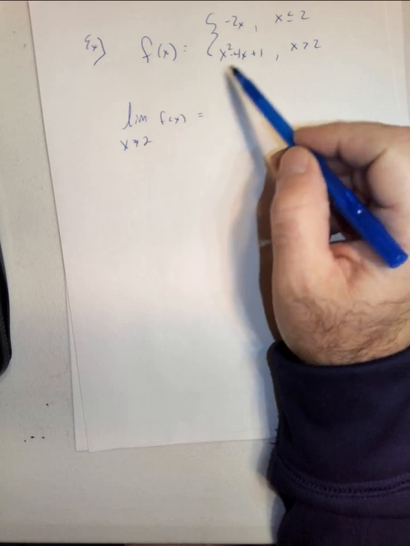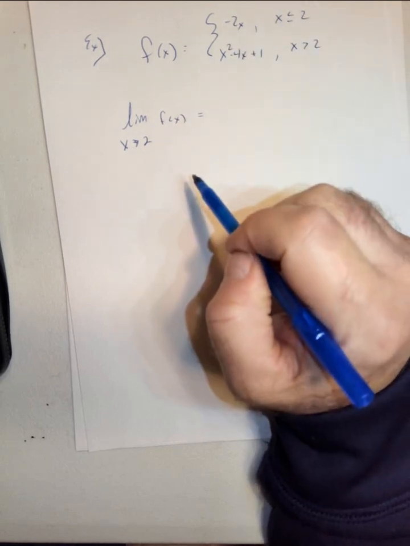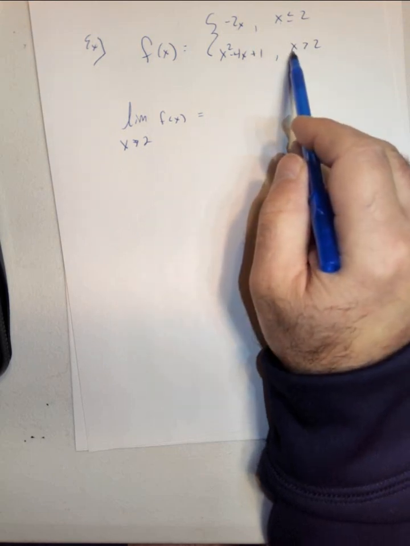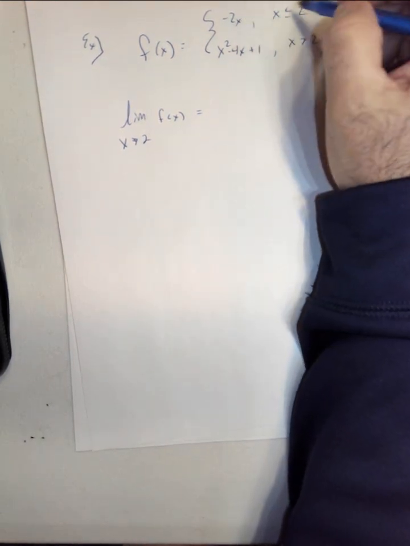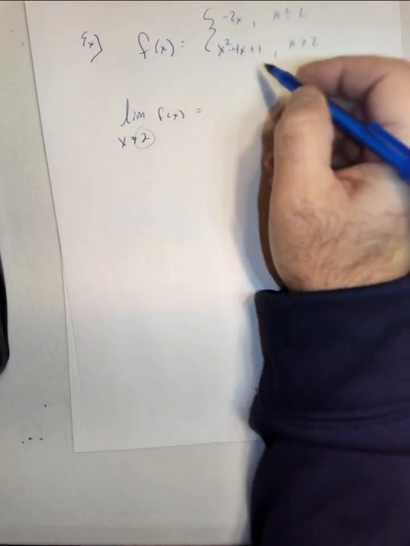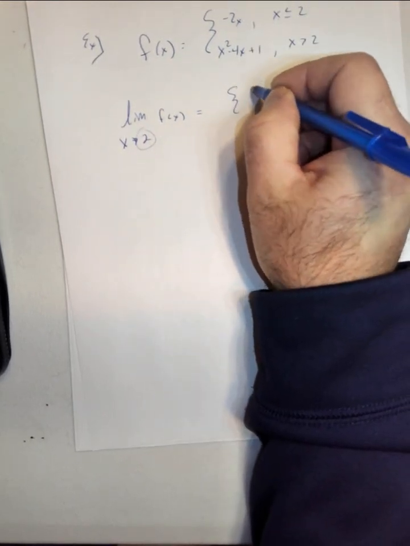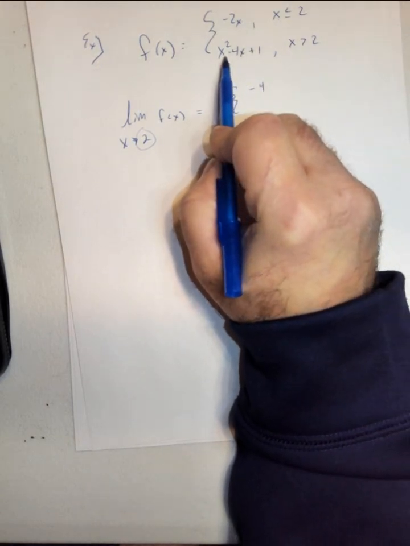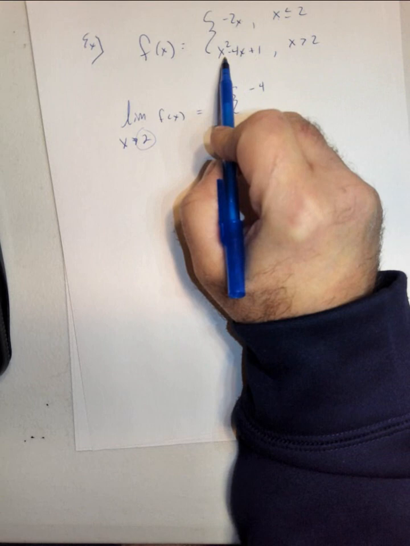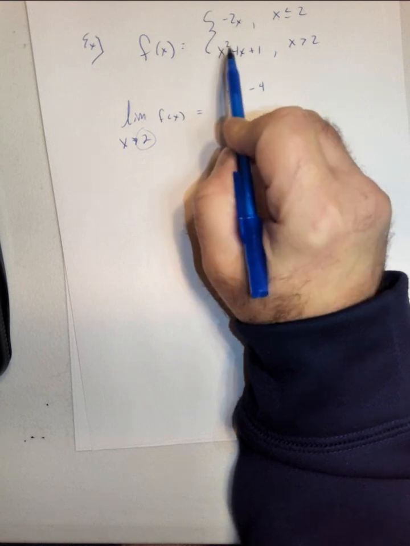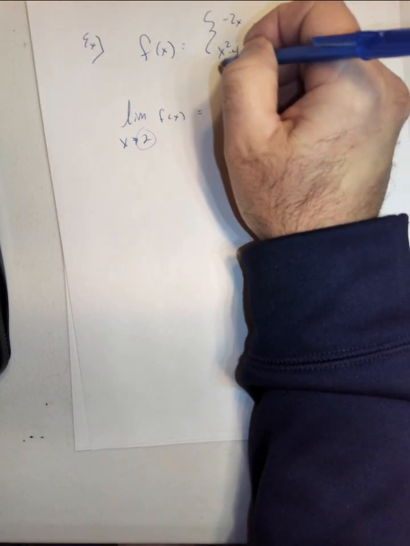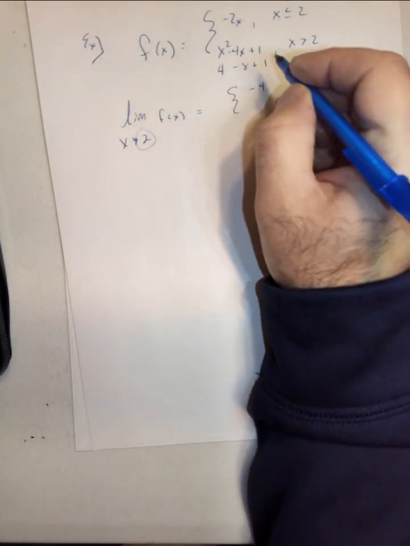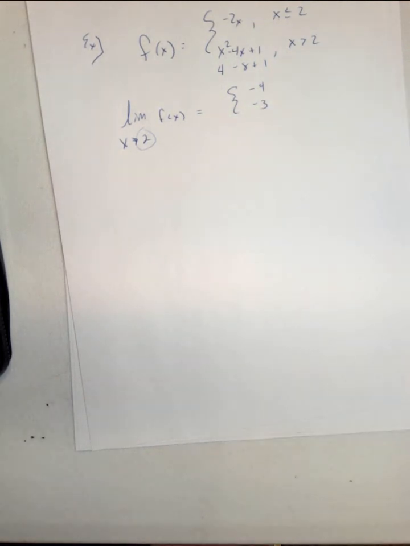So we're going to take and plug in 2, and we're going to get negative 4. But we're also going to plug it in here too, right? So when I plug in 2 on the top function, my y value is negative 4. When I plug 2 into here, I'm going to get 4 minus 8 plus 1, which is negative 3.